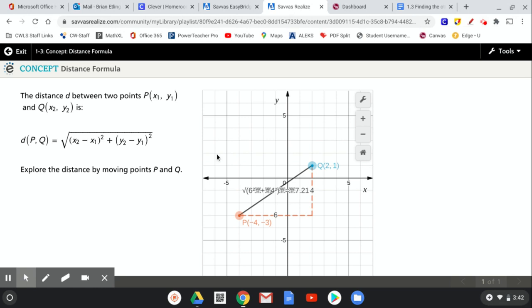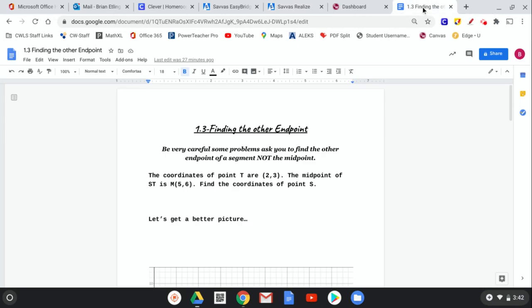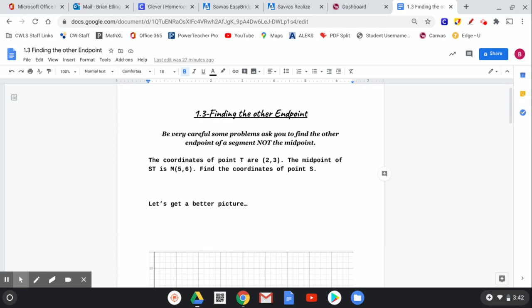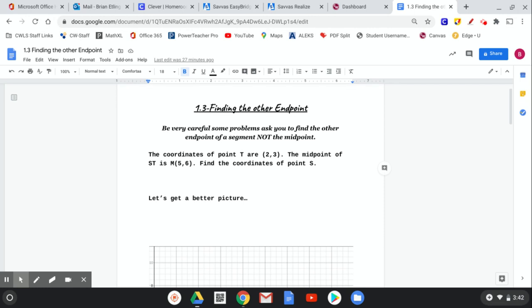Actually, guys, before we do distance, before we even jump into this, I did want to go over another thing with midpoint, okay? So this is not in your traditional notes in the playlist. This is something separate. I will put this document on Canvas so that you guys can see it. But sometimes they're not going to ask you to find the midpoint. They're going to ask you to find the other endpoint of this segment, okay? So I want to do a couple examples here showing you a simpler way than using complicated algebra.